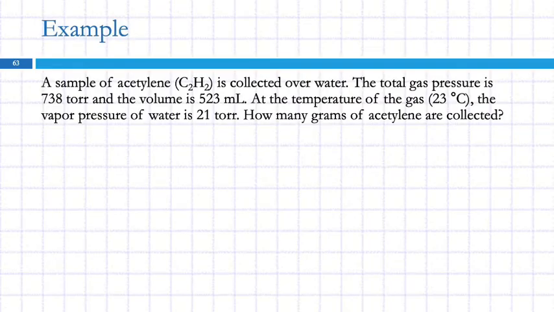So a sample of acetylene is collected over water. The total gas pressure is 738 torr, and the volume is 523 milliliters. At the temperature of the gas, 23 degrees Celsius, the vapor pressure of water is 21 torr. How many grams of acetylene are collected? So we've got this total pressure, we've got a volume, we've got a temperature, a vapor pressure of water, and the question is how many grams of acetylene?